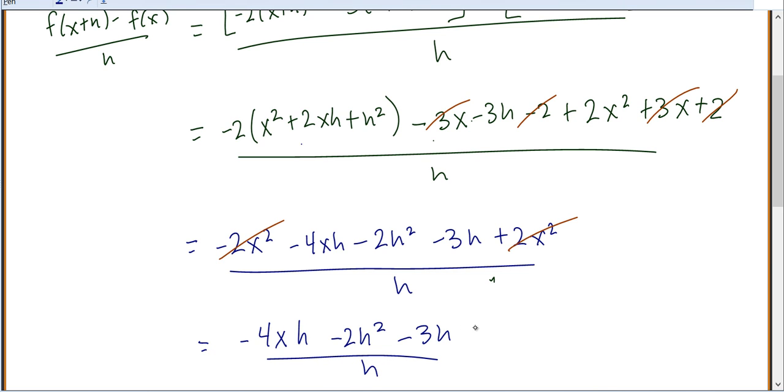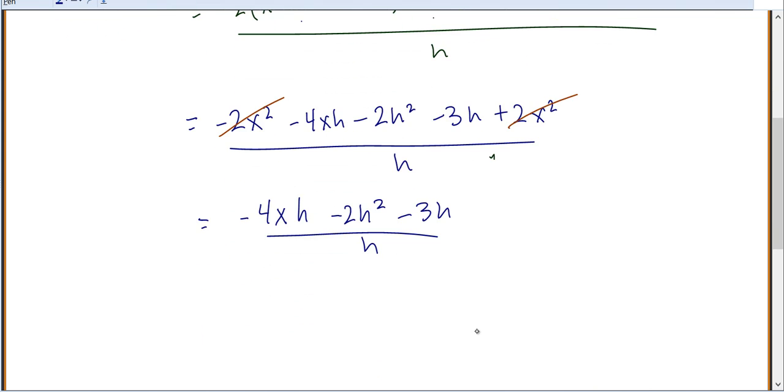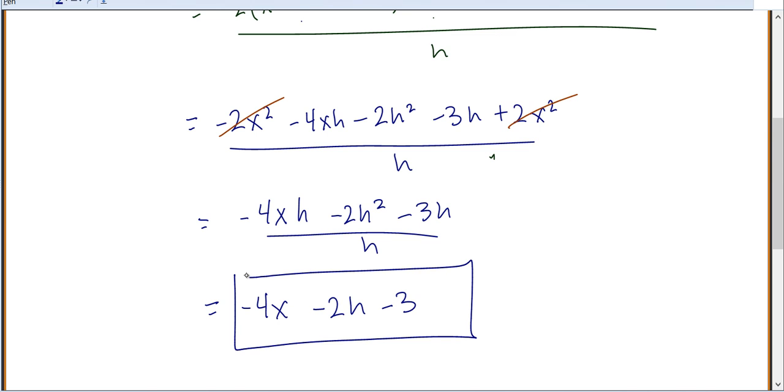Notice every term has an h, so go ahead and divide everything by h. So h divided by h, that's gone, so negative 4x. Negative 2h squared divided by h is just negative 2h. Negative 3h divided by h is just negative 3. And that would be my final answer.